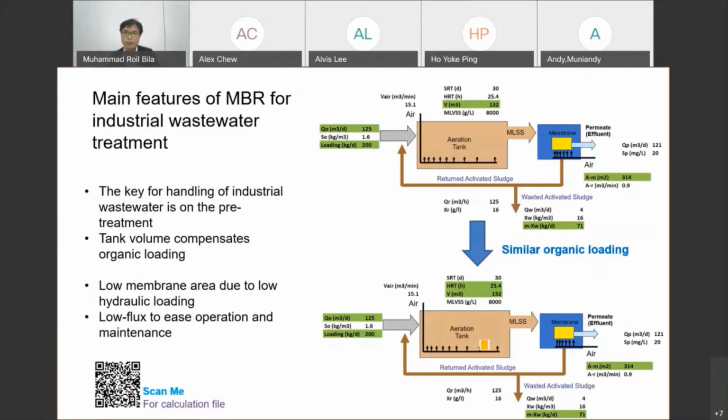On the other hand, the municipal MBR plants have high hydraulic loadings but lower concentration of effluent. So I have two systems, both with the same loading.